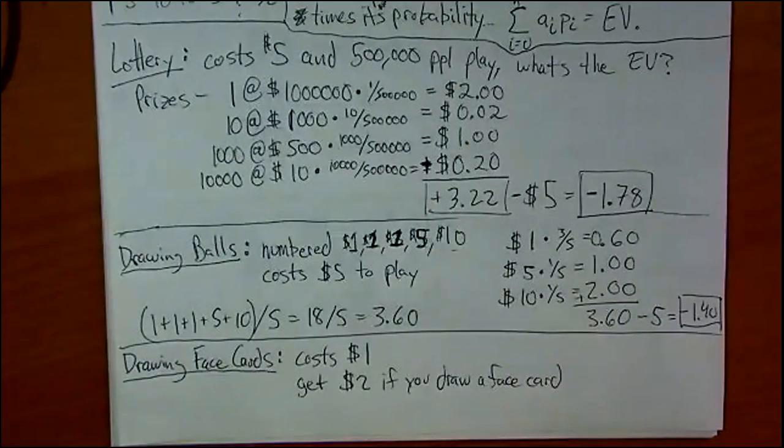Right? So this is another negative expected value. For any game, you want to be the house. You want to be the person running it, right? Well, not for any game. For most games, right? You want to be the casino.